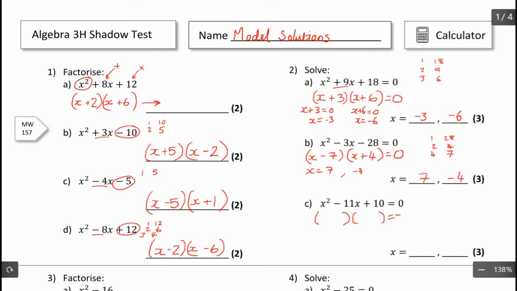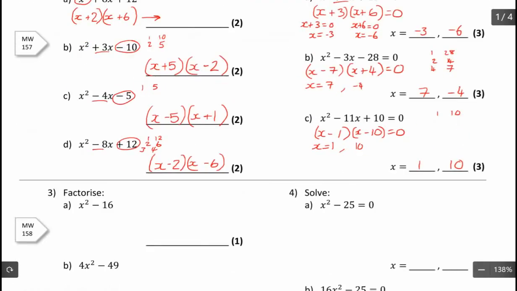Okay, and part C, numbers that multiply together to make 10: 1 and 10, and I can already see that I can make 11 with those. So negative 1 and negative 10, because remember they were multiplied together to make positive 10, so x must be 1 or 10. And that's the first 2 questions.